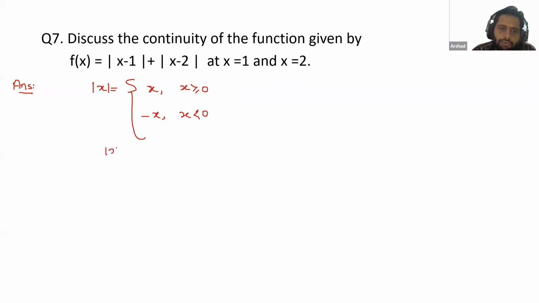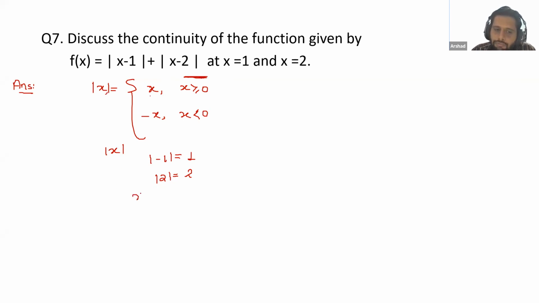First, you already know the property of the modulus function. If you put any value in the modulus function, it will convert that value into a positive value. For example, if you put a negative number, it will become positive. If you put a positive number, it remains positive. So what is the formula behind that? Whenever you put a number which is greater than or equal to 0, in that case, the mod x value will be x.